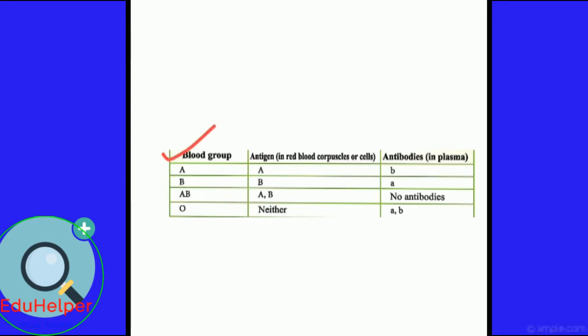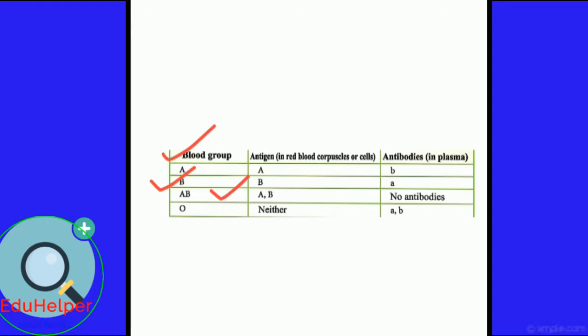So now I am going to describe group A. The surface of the red blood cell contains A antigen and the plasma has anti-B antibody. Anti-B antibody would attack blood cells that contain B antigen. In case of group B, the surface of the red blood cell contains B antigen and the plasma has anti-A antibody. Anti-A antibody would attack blood cells that contain A antigen.